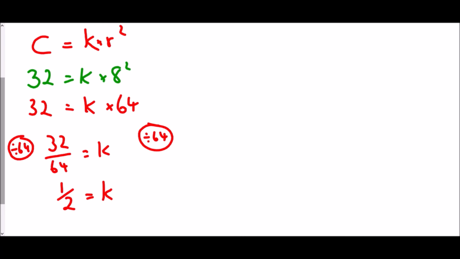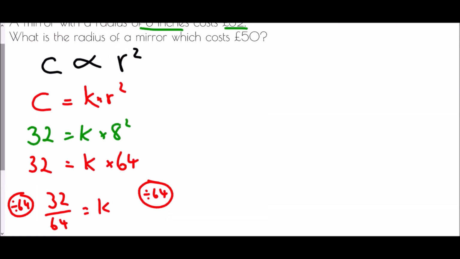The proportionality constant can be a fraction, it can be a decimal, it can be a negative number, it can be anything that we want within these questions. Now we need to take that value though and bring it back to our formula. So c equals a half times r squared. And in this case, we've actually been told that the cost of a mirror is £50. So actually this question's been asked in a slightly different way. We're actually trying to find out what the radius must be given that the cost is 50.